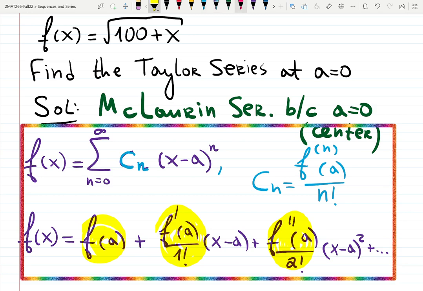And the difference will be with the center, a, which is different for any different example. Everything else is the same. It will be square, cube, and so on. 1 factorial, 2 factorial will also be the same.